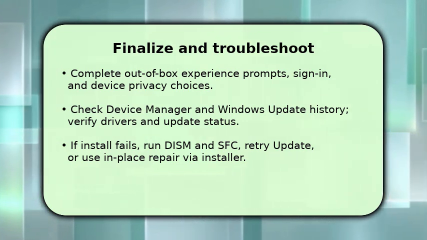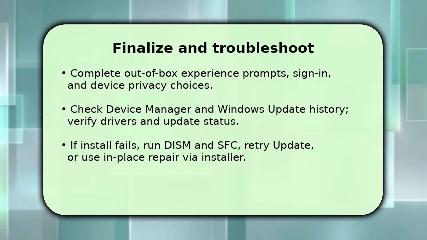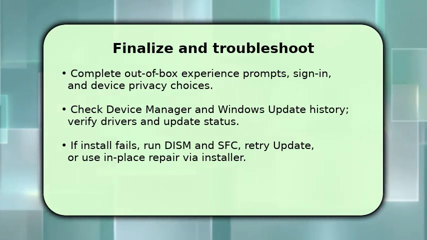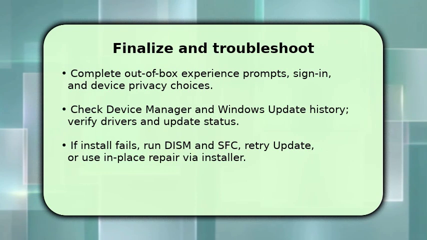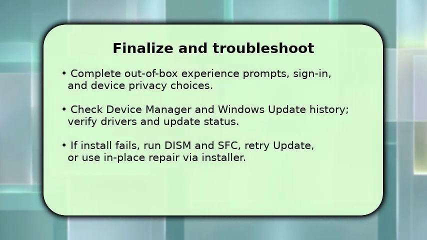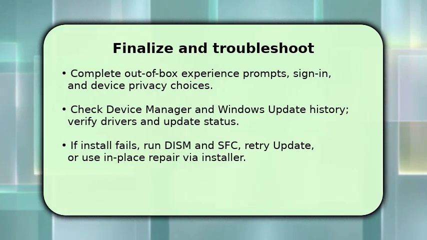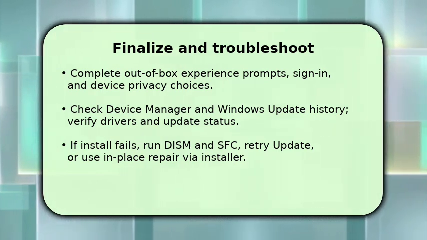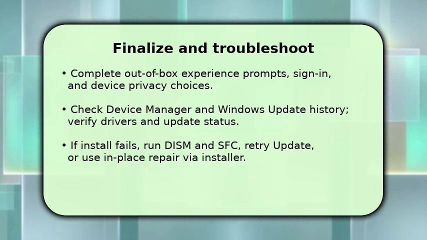If something goes wrong, one key troubleshooting tip: run DISM /online /cleanup-image /restorehealth and then sfc /scannow, reboot, and retry the update. If errors persist, perform an in-place repair with the RS5 installer to preserve files while fixing system components.